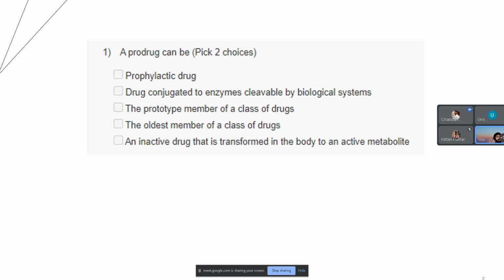Sir, an inactive drug that is transformed in the body to an active metabolite. Okay, so an inactive drug that is transformed in the body to an active metabolite. Yeah. Okay, that's a good answer.